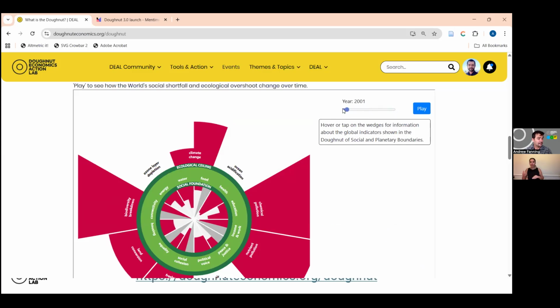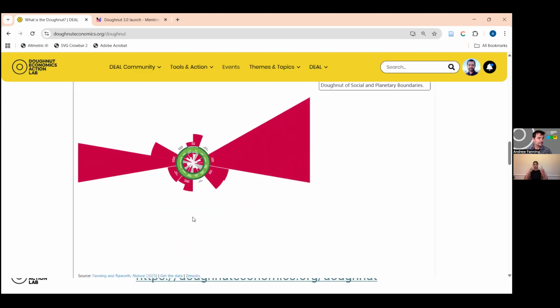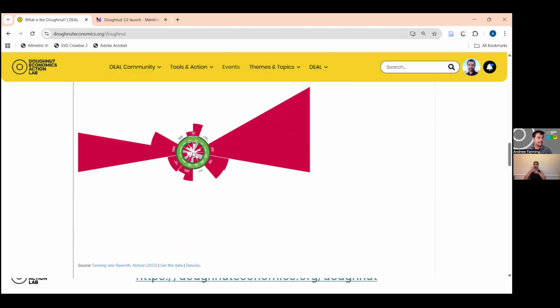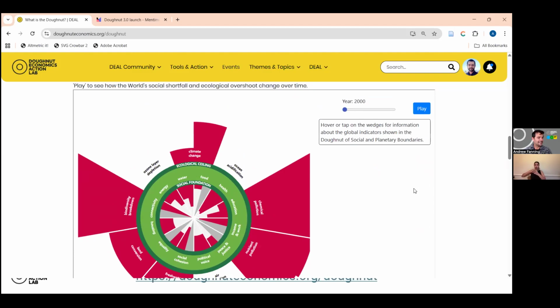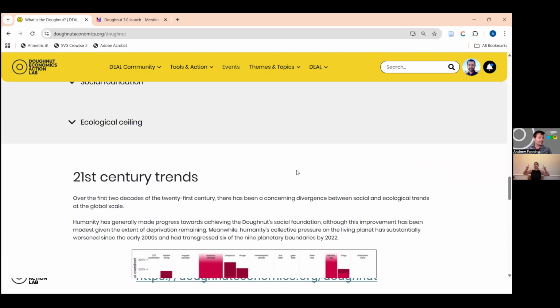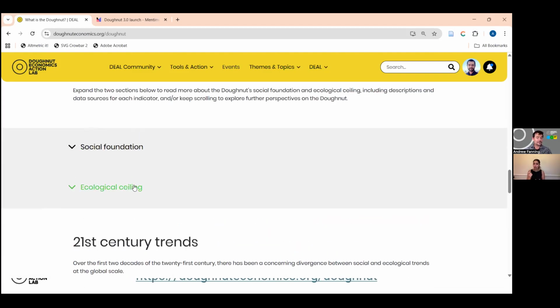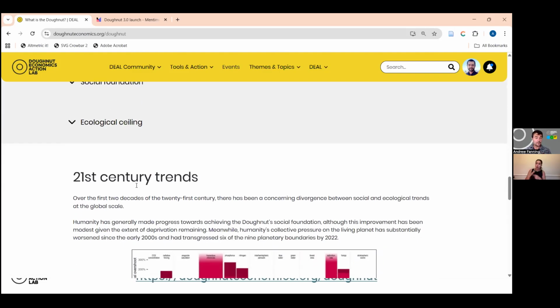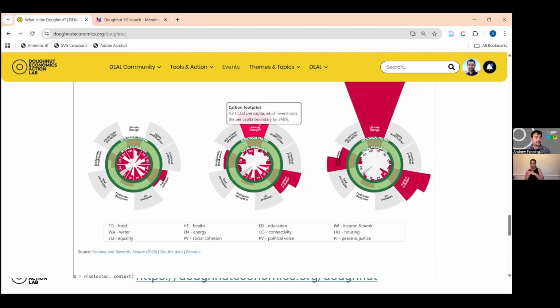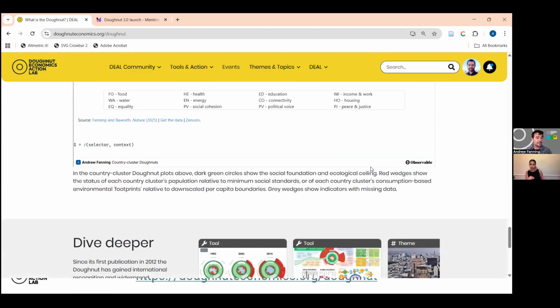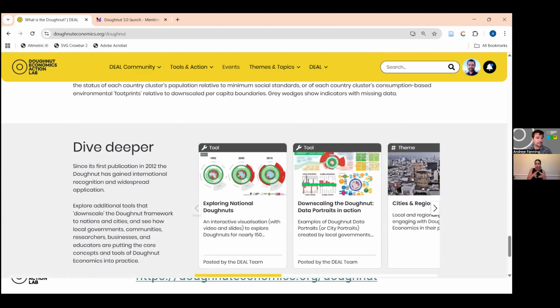You can look at earlier years, you can zoom out to try and see how horrible the overshoot is for chemical pollution and biodiversity loss, biodiversity breakdown, and so on and so on. So I recommend checking this out. If you want to dive deeper into the social foundation or ecological ceiling, you're most welcome to do so. And similarly, there are the country cluster visualizations as well, and ways to go deeper.